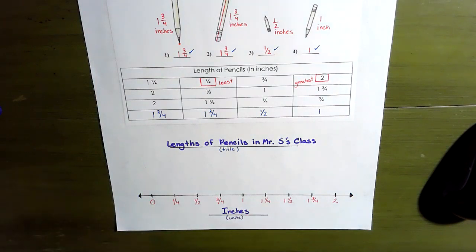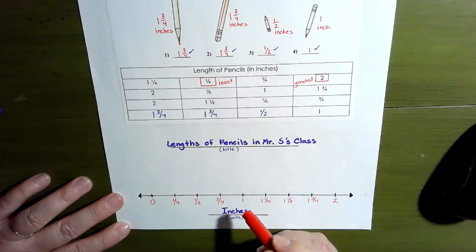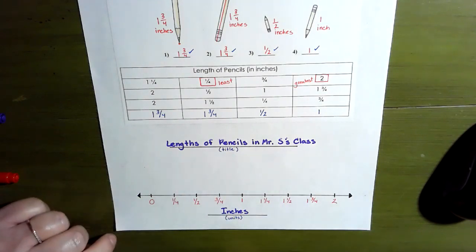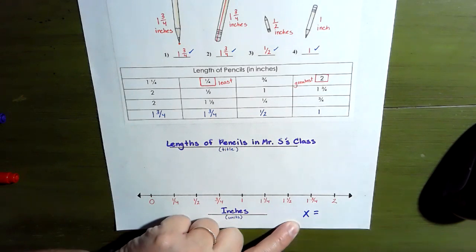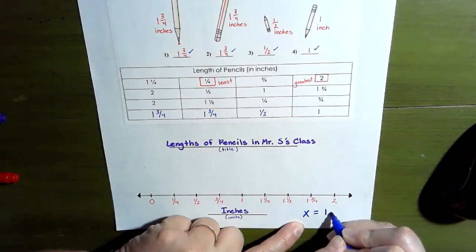The next step, if you remember from last time, is we need to look at our data set and we need to mark an X above each value. And as we do that, we need to think about what the X represents. 1 X is equal to, say it out loud. That's right, 1 X is equal to 1 pencil.